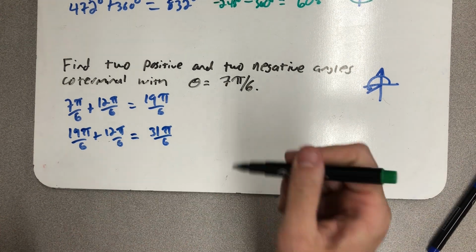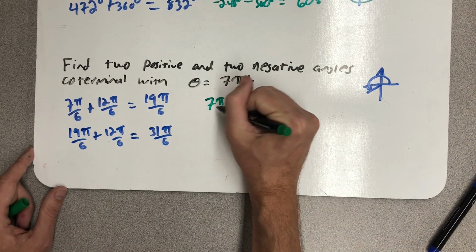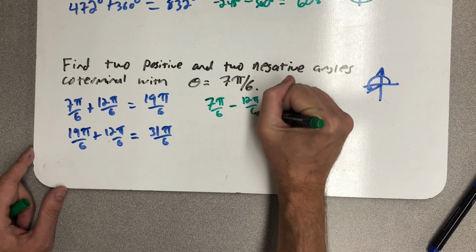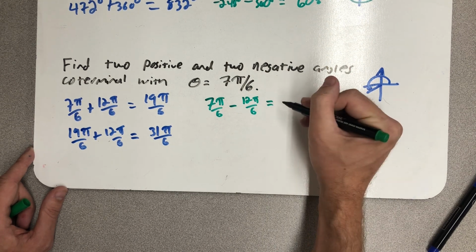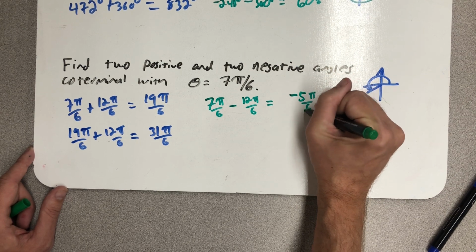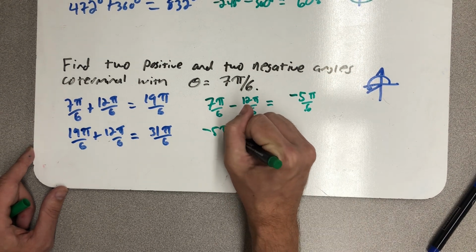All right, now I take my angle and I'm going to subtract a full revolution. And then subtract another full revolution.